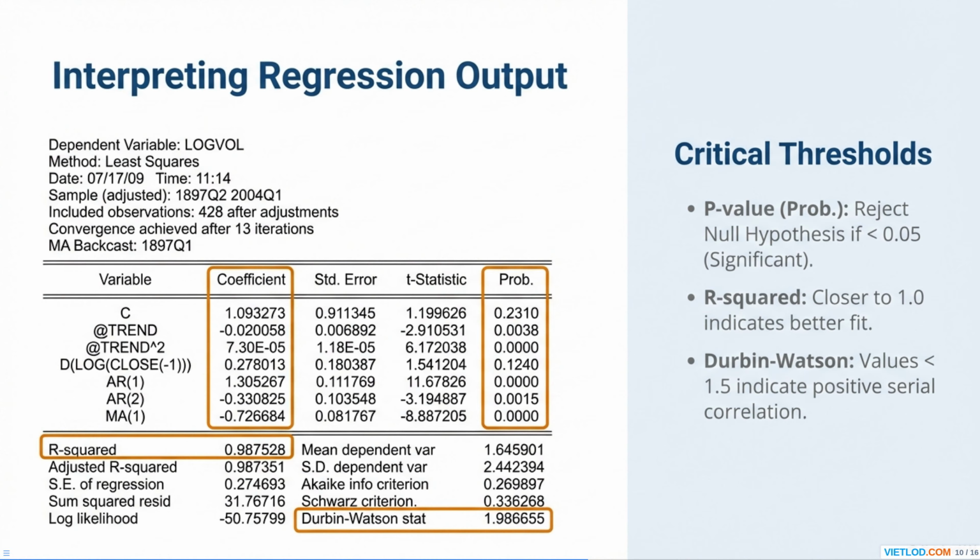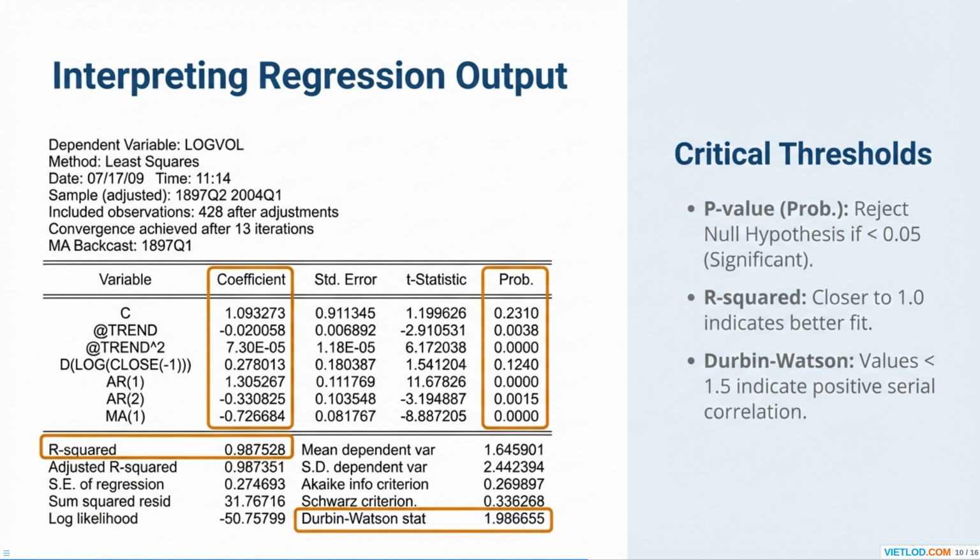Next, we look at the R-squared value. This statistic tells us the proportion of the variance in our dependent variable that is explained by our model's independent variables. A value closer to 1.0, like the 0.9875 displayed here, indicates an excellent model fit, suggesting that nearly 99% of the variation in log vol is accounted for.